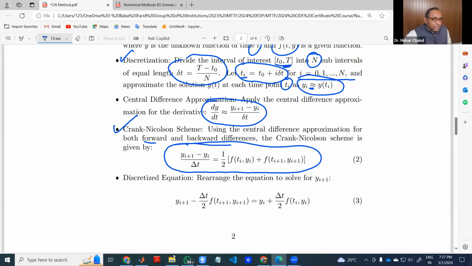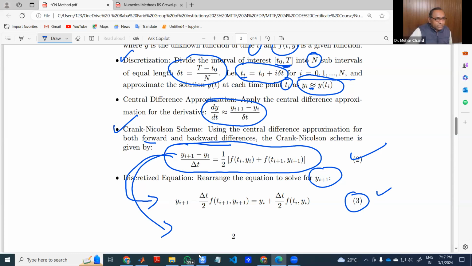So this equation will help you to write the MATLAB code, and we can rearrange it to solve for yi+1 in this way: yi+1 minus (delta t upon 2) f(ti+1, yi+1) is equal to yi plus (delta t upon 2) f(ti, yi). So sometimes we can use this equation also. Either you use this equation or you use this one. So this can also be used in this way.